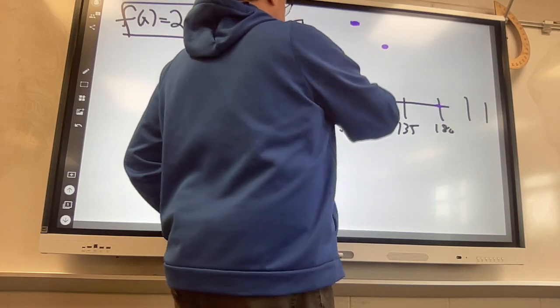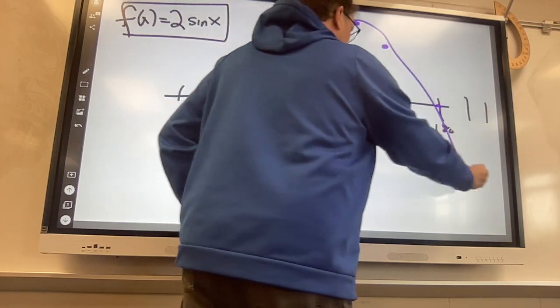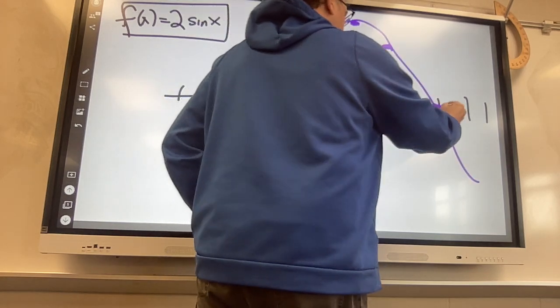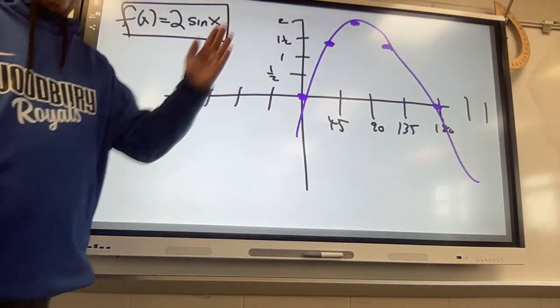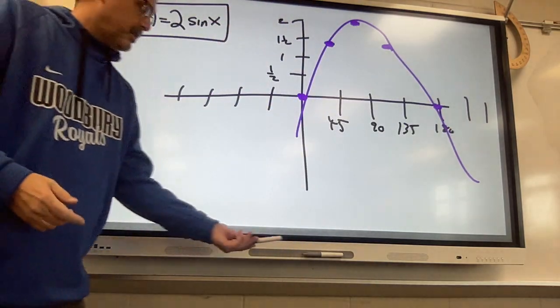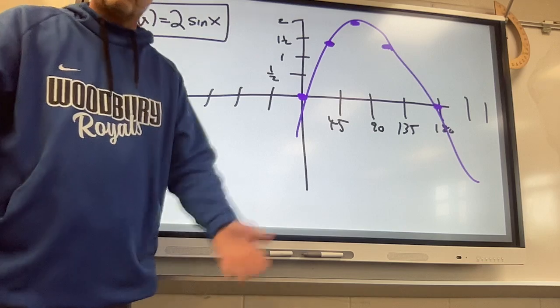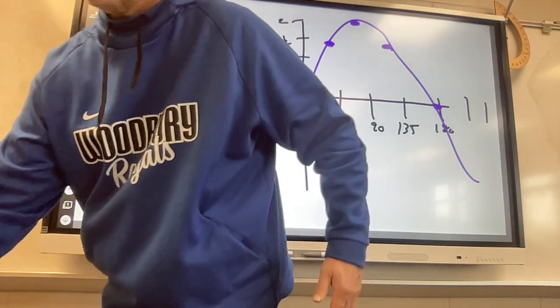Would you take a little time here? Try to hit the dots better than your teacher did. To graph that, it is simply going to look like your first graph, only it's going to go twice as high and twice as low.